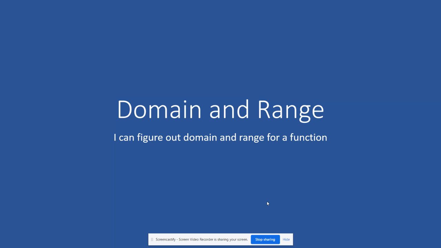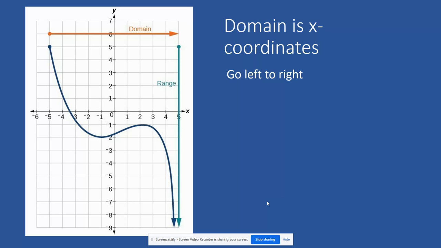Okay, so this is a little mini domain and range lesson. Domain is going to be your x coordinates. And for domain, you're going to go from the furthest left-hand point to the furthest right-hand point on your graph. So you're always going to follow your graph. If you go to the furthest left-hand point, there's a dot on there. And then if I follow my graph down, my furthest right-hand point has an arrow on it. That arrow really looks like it's going straight down.